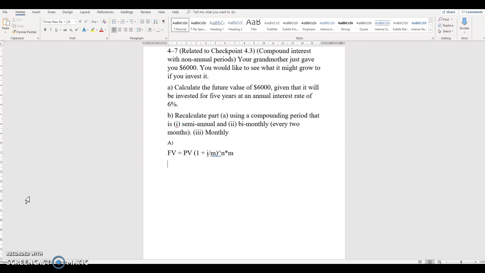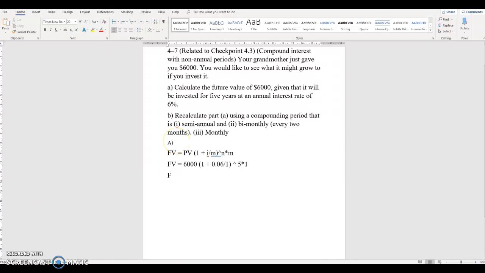It can be worded a little differently on your formula sheet, but this is the one I like to use, and it's the best way when I explain the compounding periods. So again, future value equals $6,000, outside 1 plus the interest rate of 0.06. For part A, we are compounding annually, so we divide that by 1. And once again, it's for 5 years, so the power of 5 times 1.